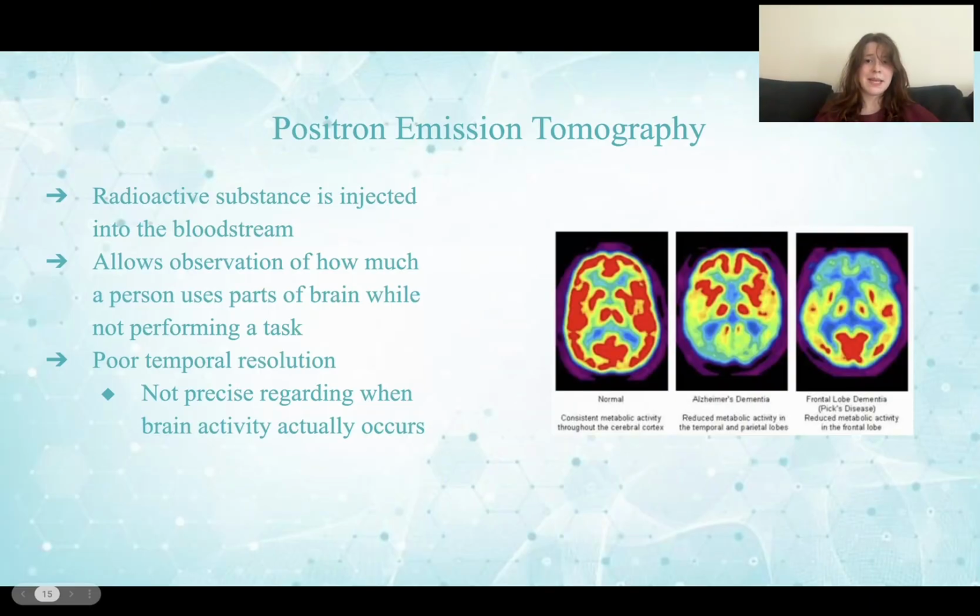For the PET scan, a radioactive substance is injected into the bloodstream. This allows for observation of how much a person uses parts of the brain while not performing a task. Unfortunately, though, this has poor temporal resolution, which means it's not precise regarding when brain activity actually occurs.